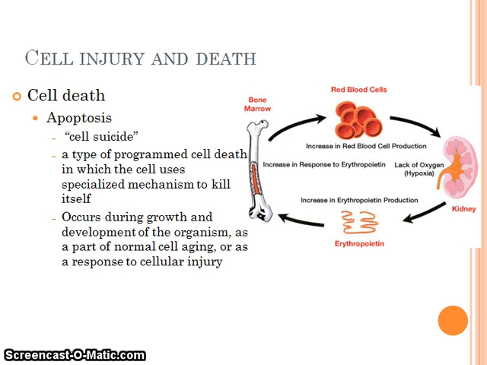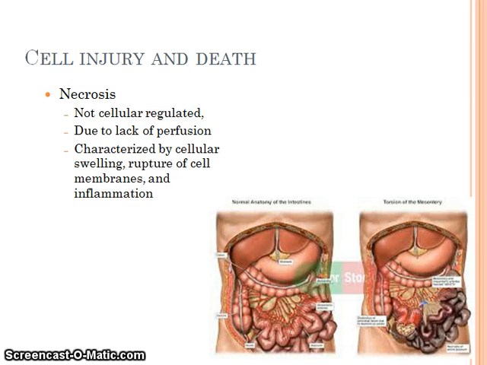Cells also have a programmed cell death sequence that they go through, and that's called apoptosis, where they know that they're being worn out, so it's time for them to get replaced, and the body naturally replaces them. And then lastly, necrosis is whenever the tissues don't get enough circulation, and then they die off.